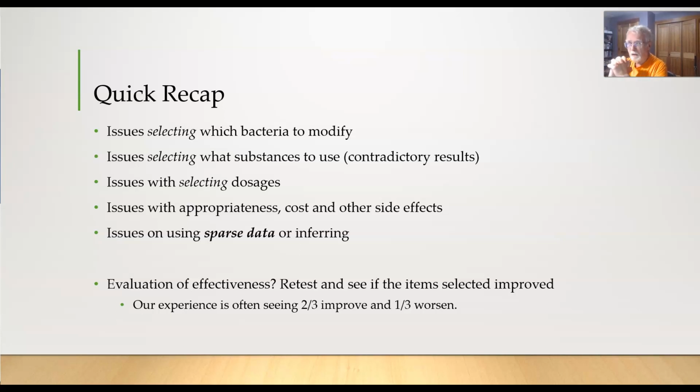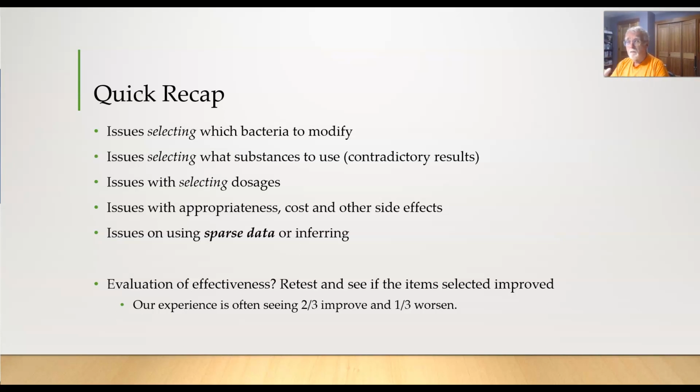Assuming you work through all of these, and you make a suggestion, then you want to see if it's effective or not. What do we do? We take the original sample, get suggestions, apply the suggestions, retest after 2 months, 3 months, and see if things have improved or not. My general experience is we're seeing usually 2/3 or a bit higher improve, or perhaps 1/3 worsen or go nowhere. Generally, it's go nowhere rather than worsen.